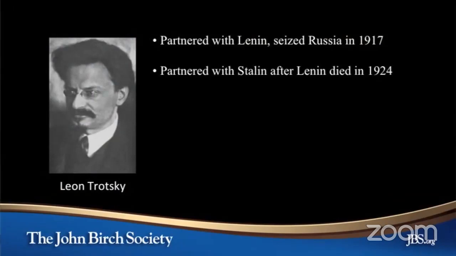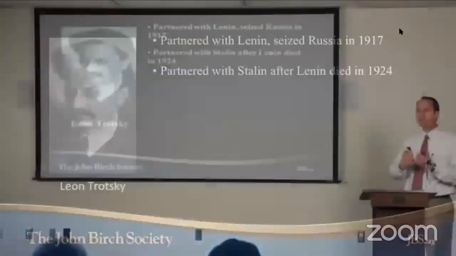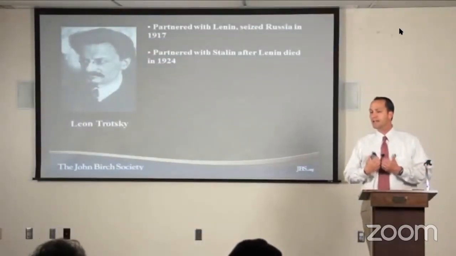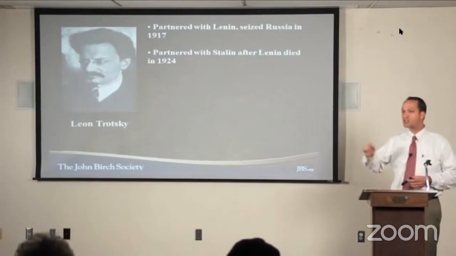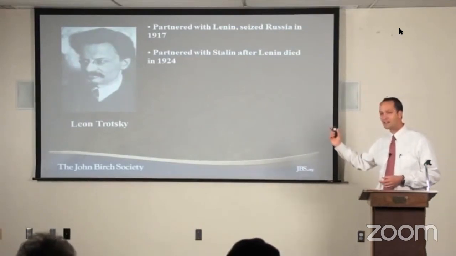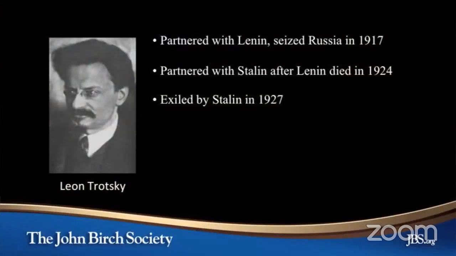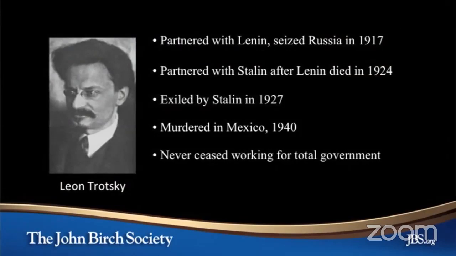Leon Trotsky partnered with Stalin for a short time, and they discovered they had irreconcilable differences. Enough so that Stalin issued an extermination order on Trotsky. Trotsky had to flee the country for his life. Exiled by Stalin, eventually Stalin's people did catch up with Trotsky in Mexico, and he was murdered. But Trotsky, throughout his entire life, never ceased working for total government. He always was a totalitarian Marxist, just of a different style than Stalin.